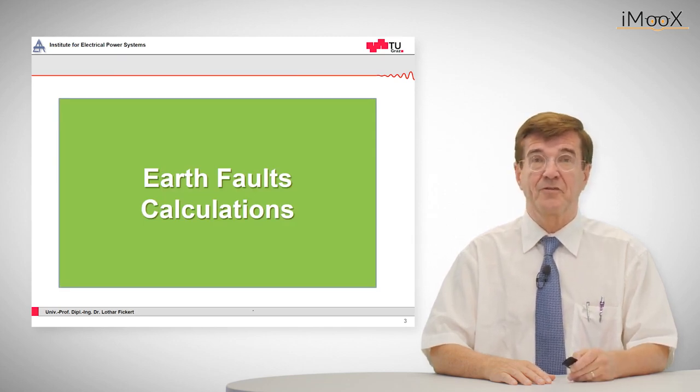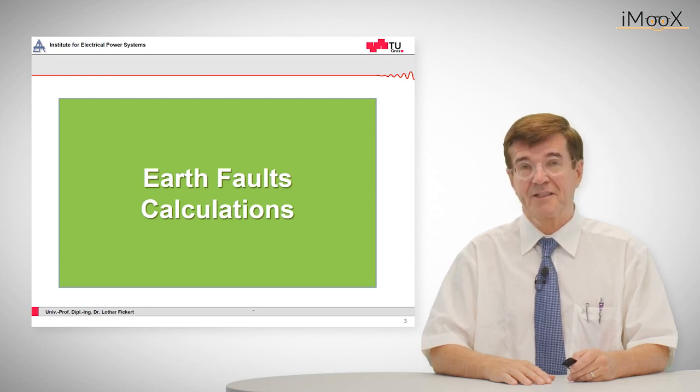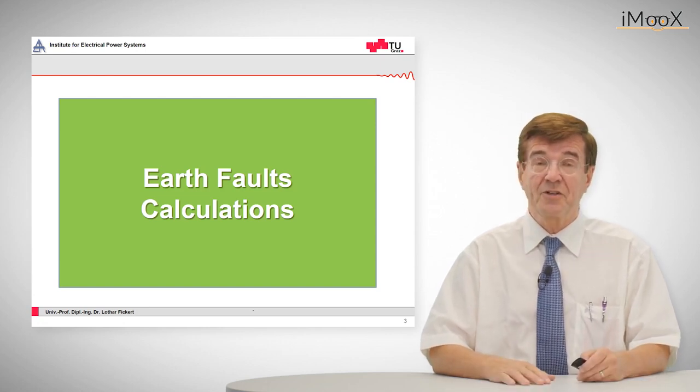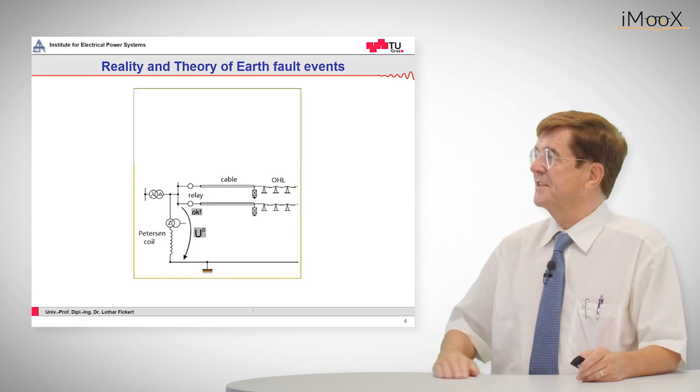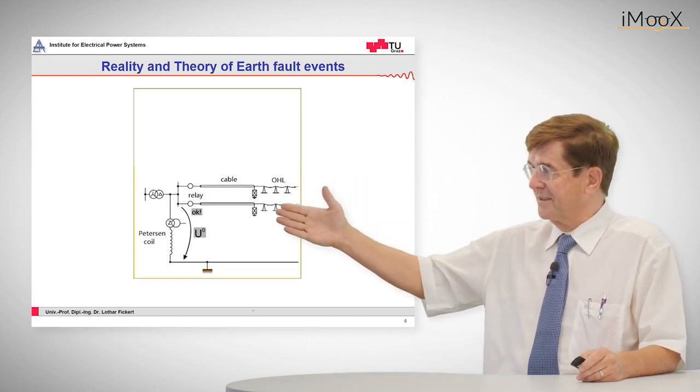to calculate earth fault currents, earth fault voltages, calculate the current distribution of these earth faults to make up a good earth fault protection. So, a practitioner sees his network as it is indicated here.